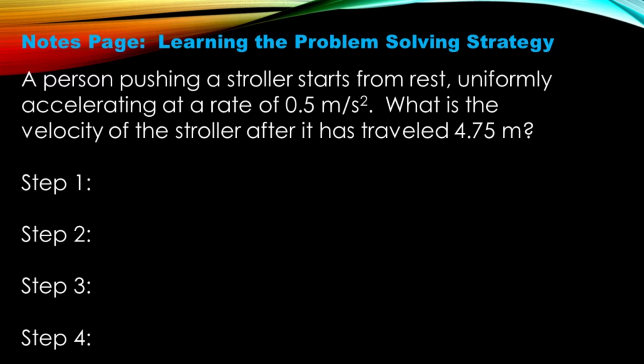Okay. So in the last couple of minutes of class, I'm going to demonstrate this problem-solving technique in this problem, and then on Thursday we're going to be doing more problems like this one. So this problem says that you're pushing a stroller, and let me get a piece of chalk. So you're a person pushing a stroller from rest that uniformly accelerates at a rate of 0.5 meters per second squared. What is the velocity of the stroller after it has traveled 4.75 meters?